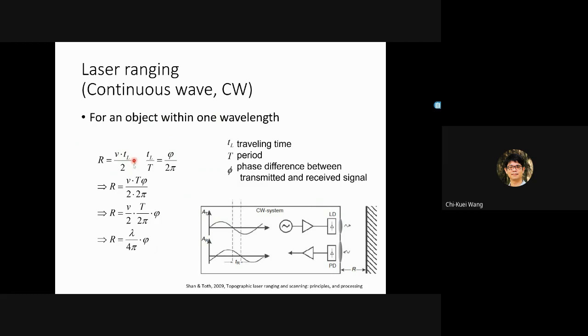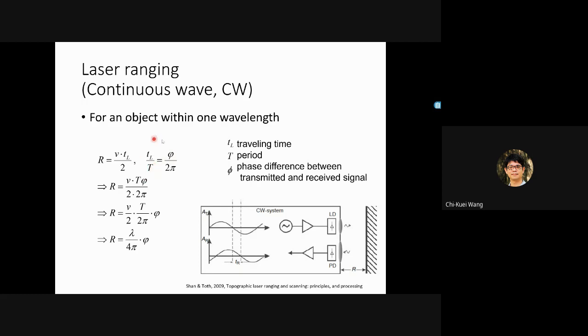Now we use this example for an object within one wavelength, because in this method we only measure the phase difference. We don't know how many wavelengths it has experienced. So we only know the phase difference, and this is the only thing we measure.